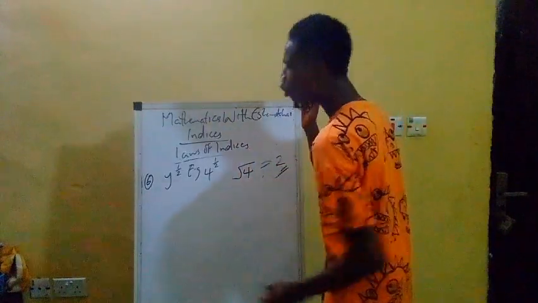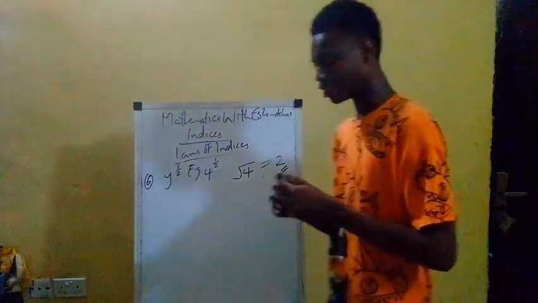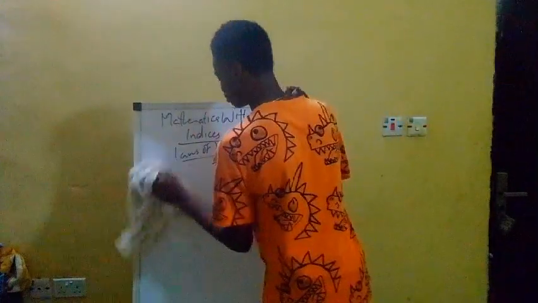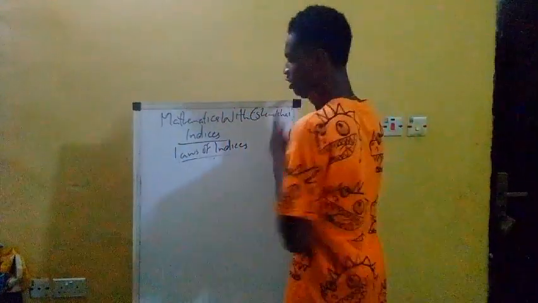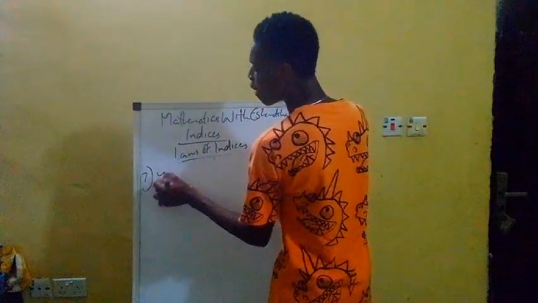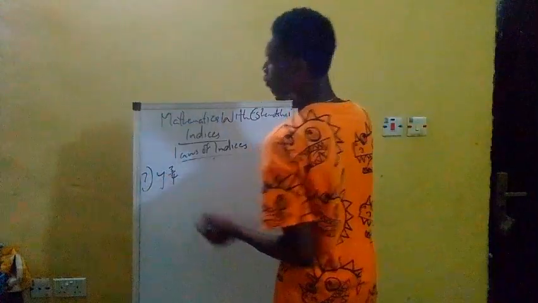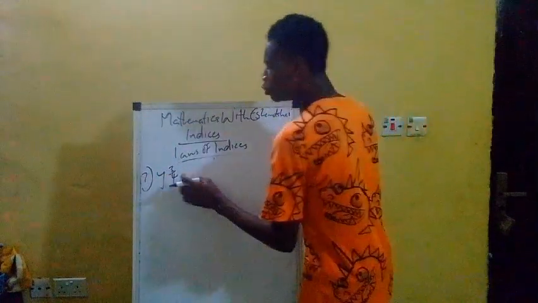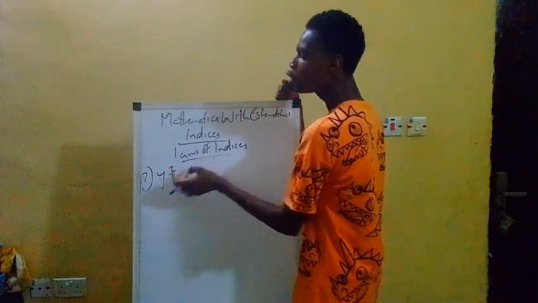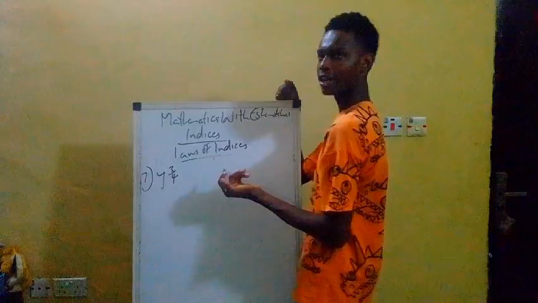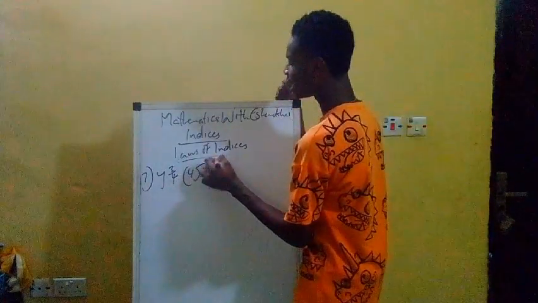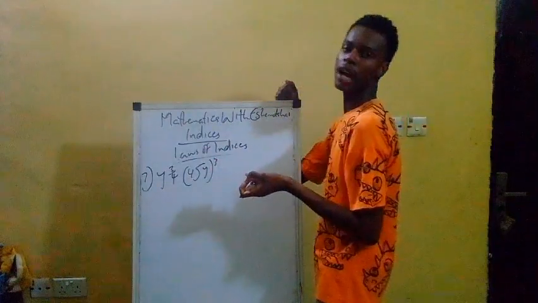So this is your answer for the 6th law of indices. Now the last law, like I said before, there are 7 laws of indices. The 7th law of indices: if you have y raised to power 3 over 4, what you do is you use 4 to take the root of y. Then what you get, you raise it to power 3. Are you getting it now? That's what you do.